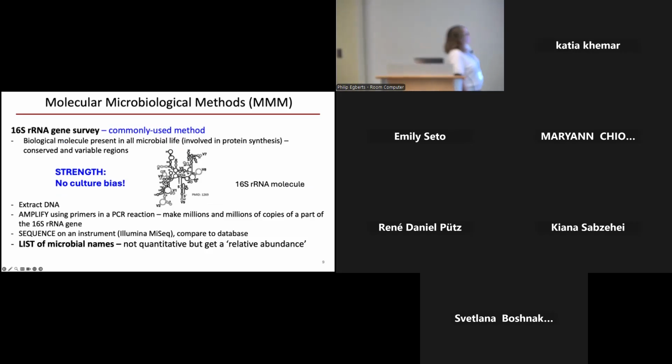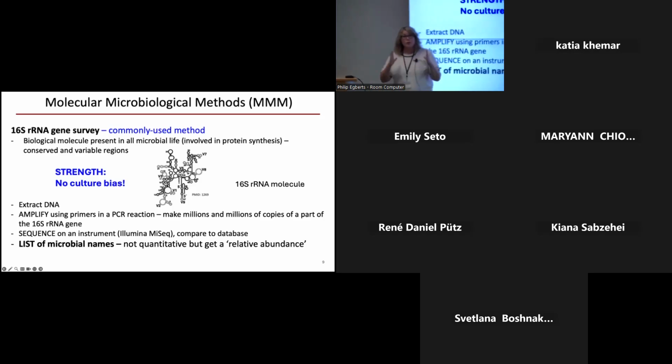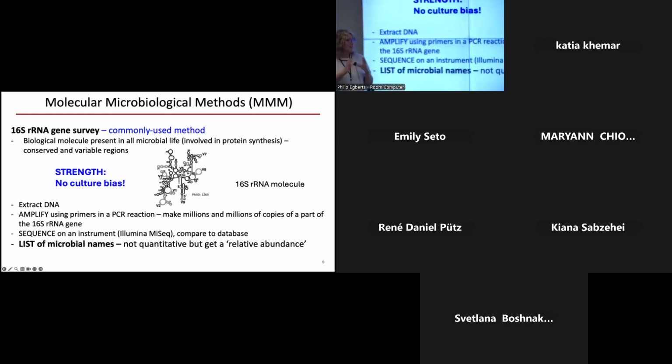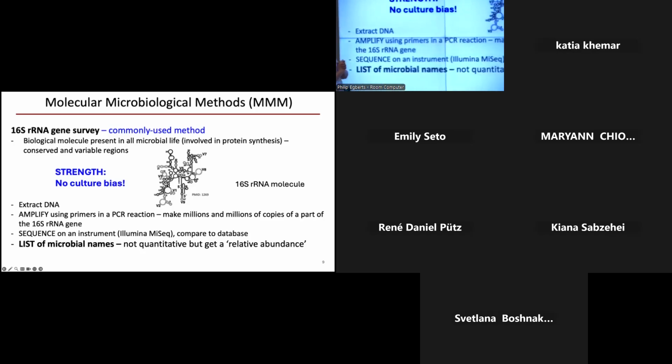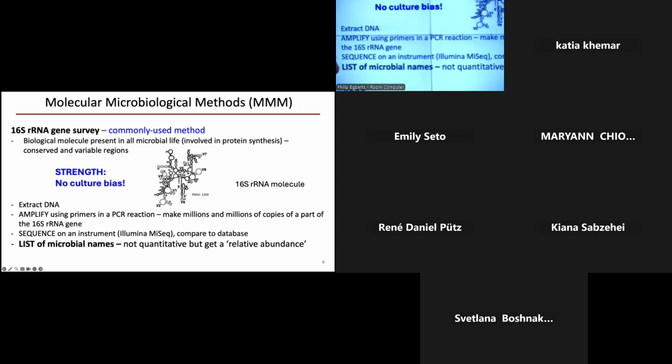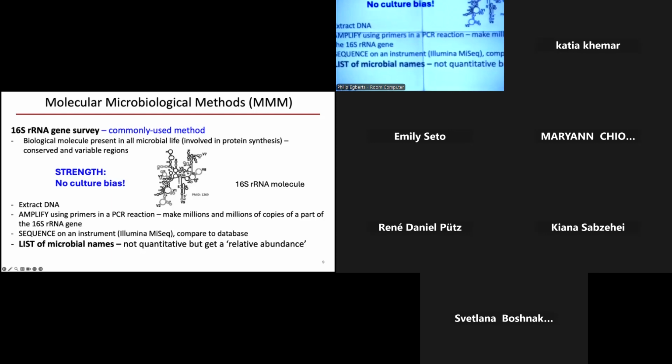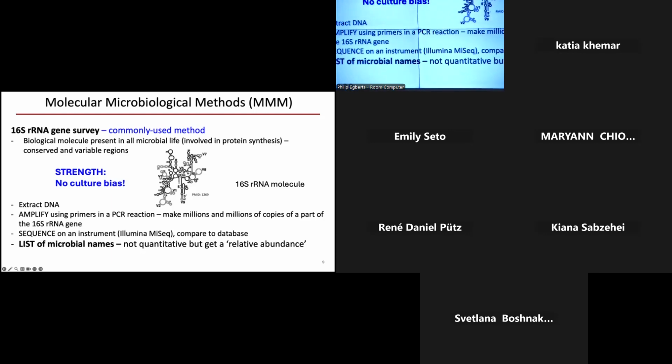So for the 16S ribosomal RNA gene sequencing, of the molecular techniques, it's probably the most commonly used method. And it's based on this molecule. It's a 16S ribosomal RNA molecule. It's a highly conserved molecule across all of life, actually. So every creature on the planet has it. And there are some conserved regions, meaning they have the same base pairs, and there are some variable regions.